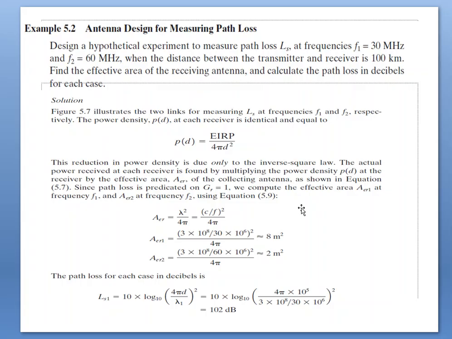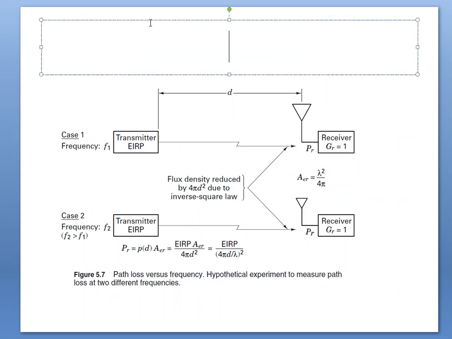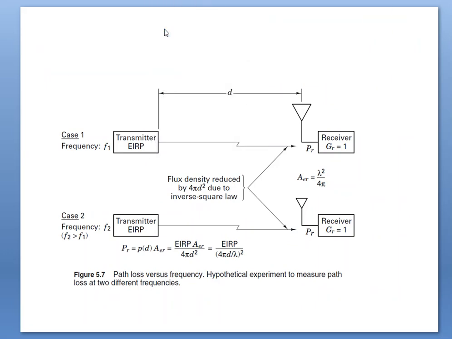Ls is equal to 10 into logarithmic of 4 pi d by lambda whole square. That implies 10 into logarithmic of 4 pi into d, where d is 100 kilometers as given, that is 100 into 10 cube, that is 10 power of 5, whole divided by lambda, that is c by f, that is 3 into 10 power of 8 divided by its frequency. That produces 102 dB. And see the process in case number 1, the EIRP from the transmitter to receiver with a distance with respect to receiver gain equal to 1.